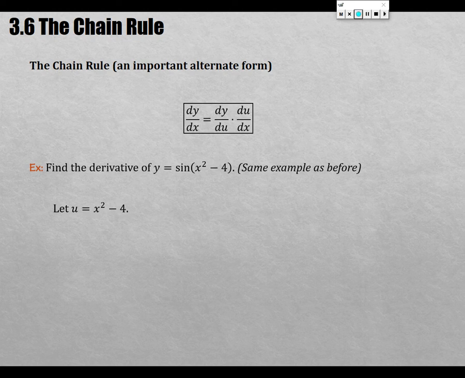What's du dx? That is the derivative of u, this function here, with respect to x. That's just simply what? Isn't du dx 2x?